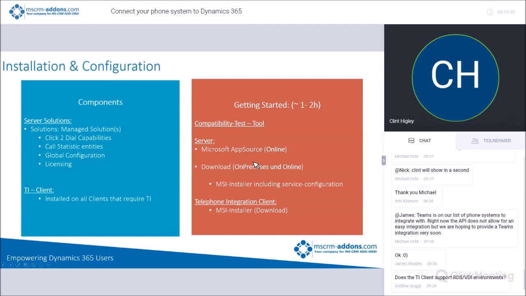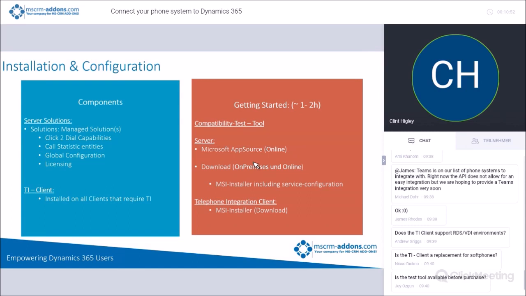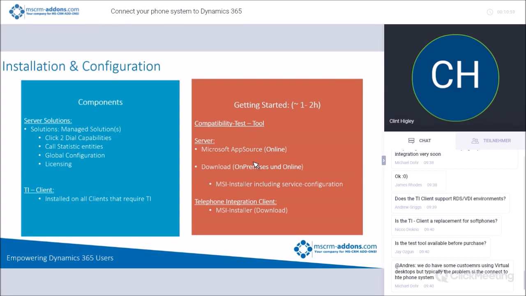So the next part is you're going to want to install the server. For our online customers, you can install from AppSource, or you can download it from our website. For on-premise customers, the download is also available to you. It's going to be the same download that you'll use for the online. Couple advantages here. One, with the AppSource download, there's nothing that you have to actually install. All the solutions and everything we spoke about over here are going to be pushed onto your system.